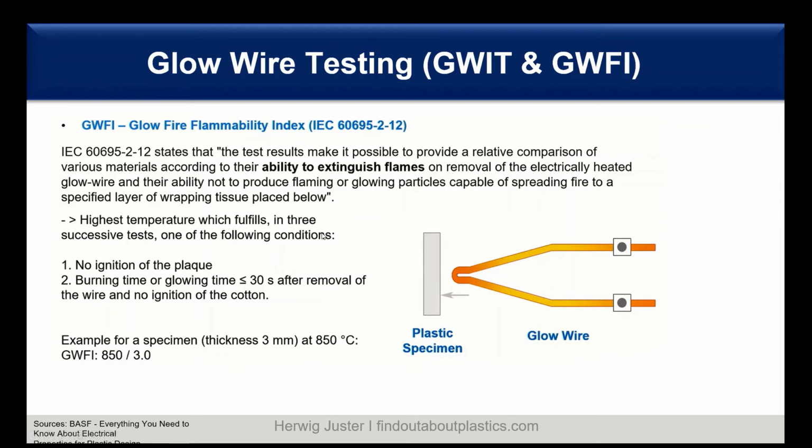And the aim is to measure the temperature which fulfills one of the conditions, for example, no ignition of the flake, and the burning time or glowing time is below 30 seconds after removal of the wire, and no ignition of the cotton underneath. And for example, when you have a specimen with 3 millimeter thickness at 850 degrees C, this would be then from the rating 850/3.